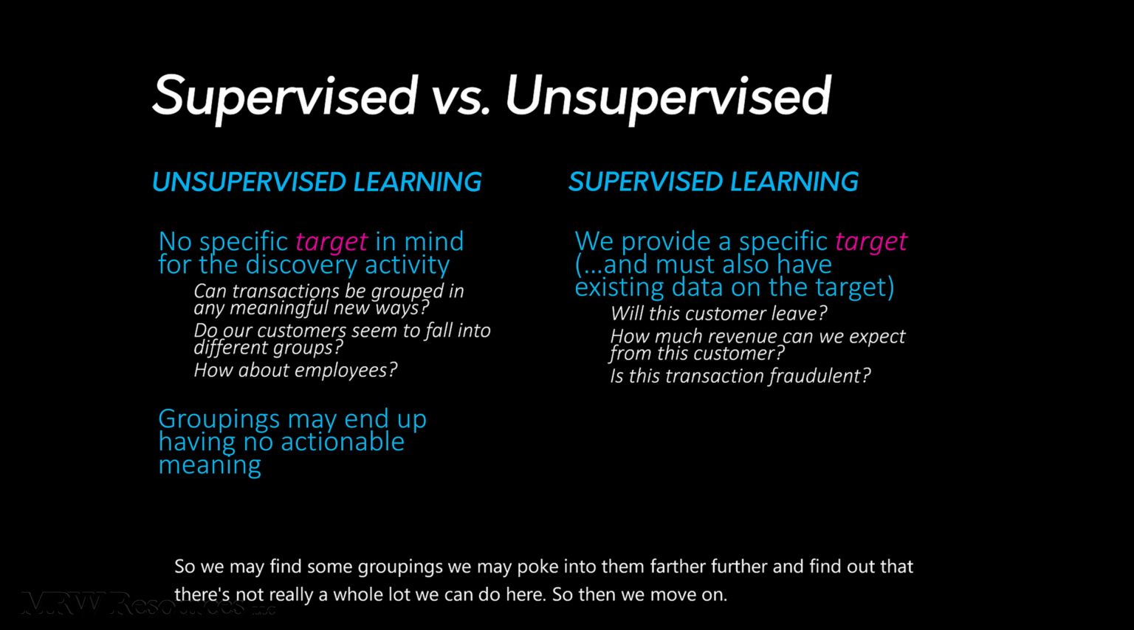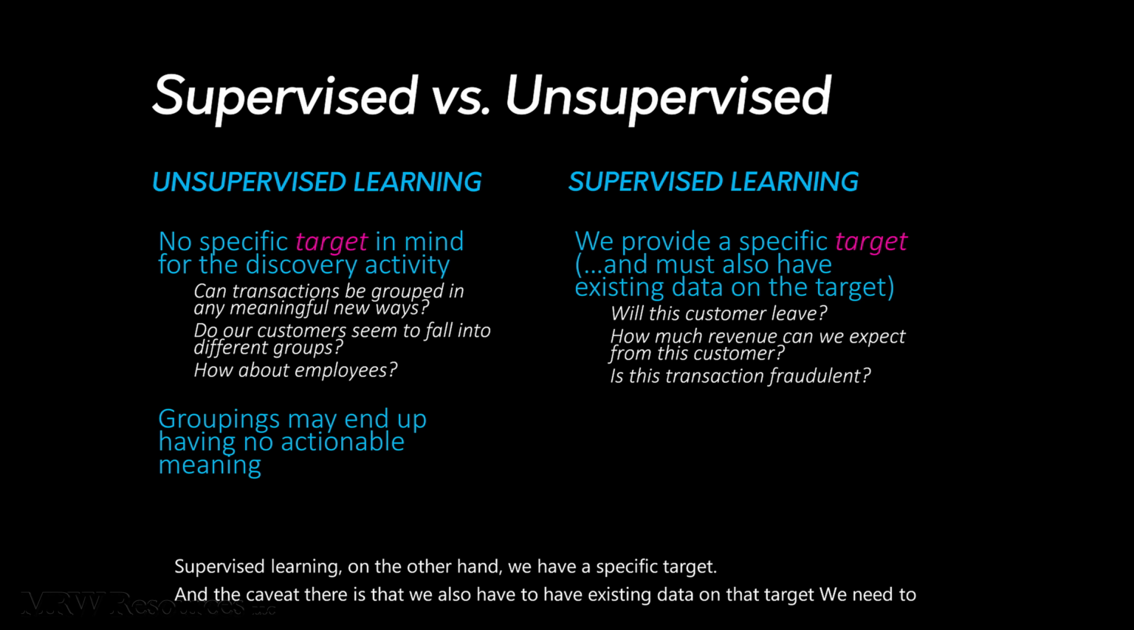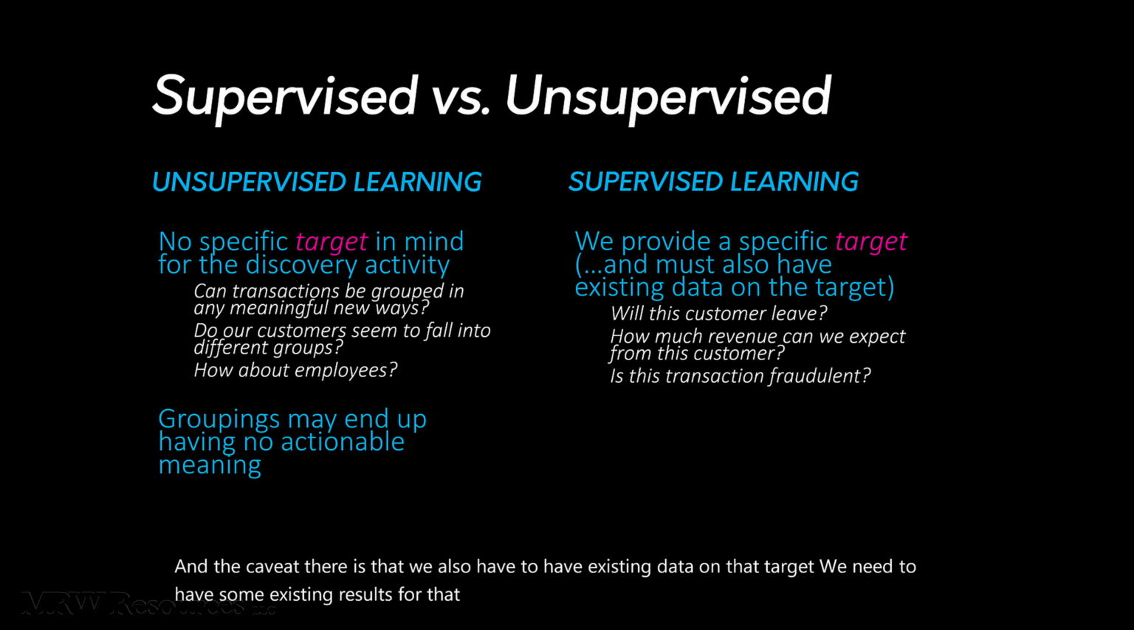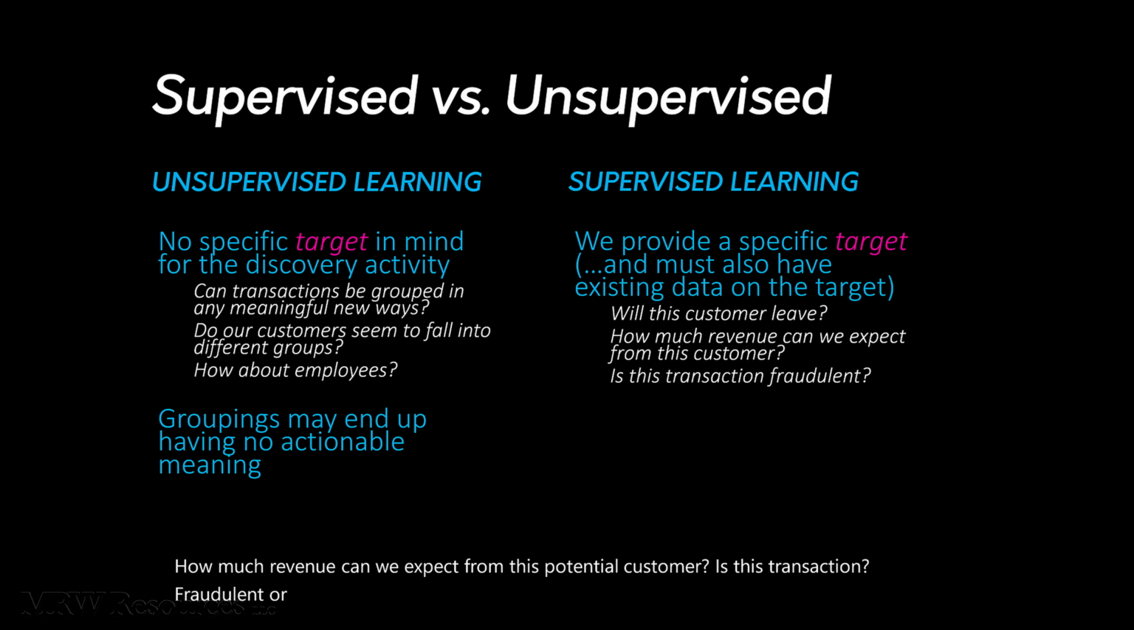Supervised learning, on the other hand, has a specific target. And the caveat there is that we also have to have existing data on that target. We need to have some existing results for that target. Will this customer leave once their contract is up? How much revenue can we expect from this potential customer? Is this transaction fraudulent or valid? So we need to have some existing data that we can use to train our model.